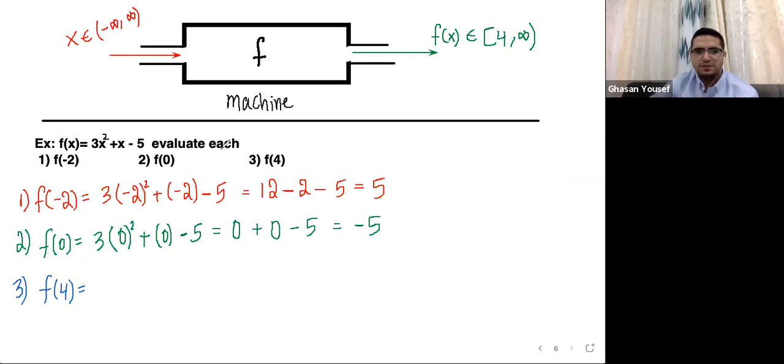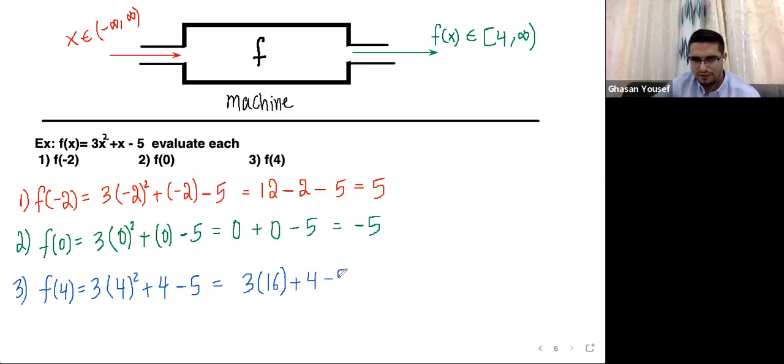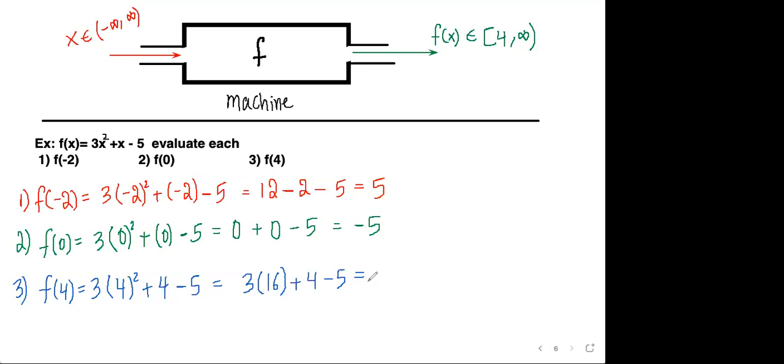What is f of 4? Just plug inside the function. I get 3 times what? 4 squared plus 4 minus 5. Now 3 times what? 4 squared is 16. Plus 4 minus 5. What is 3 times 16? What's 3 times 16? 48.